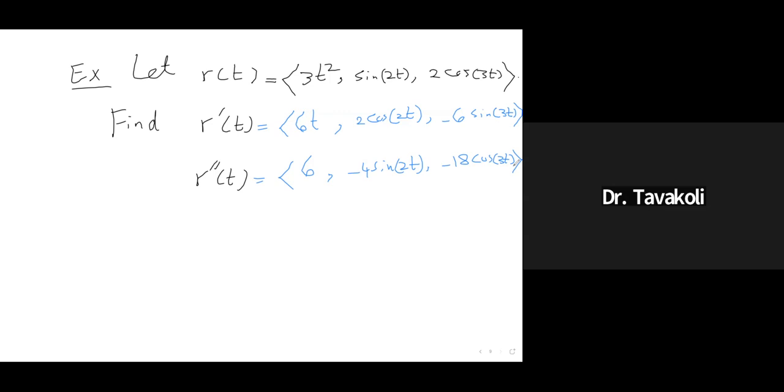So as you see, for vector valued functions, we can talk about higher order derivatives, first derivative, second derivative, third derivative, and so on, in a very similar manner that we did in calculus 1, but here we have more coordinates.